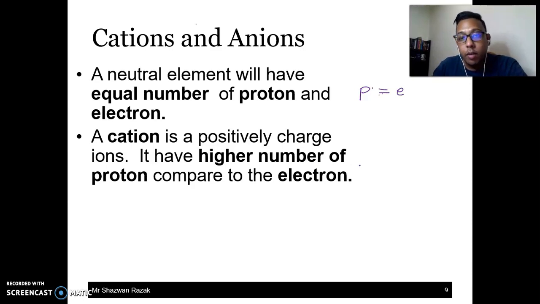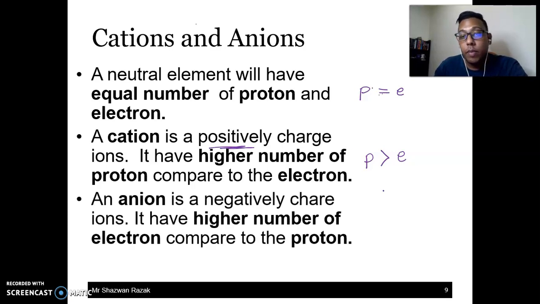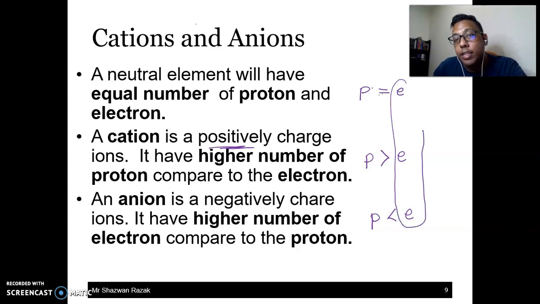Kalau dia cation, bilangan proton lebih banyak daripada bilangan elektron. Cation is a positively charged species, while anion, bilangan proton lebih kecil daripada bilangan elektron. Remember, okay, yang boleh berubah hanyalah bilangan elektron saja. Okay, bilangan proton tidak boleh diubah. Sebab kalau kita ubah bilangan proton, indirectly we change the element.